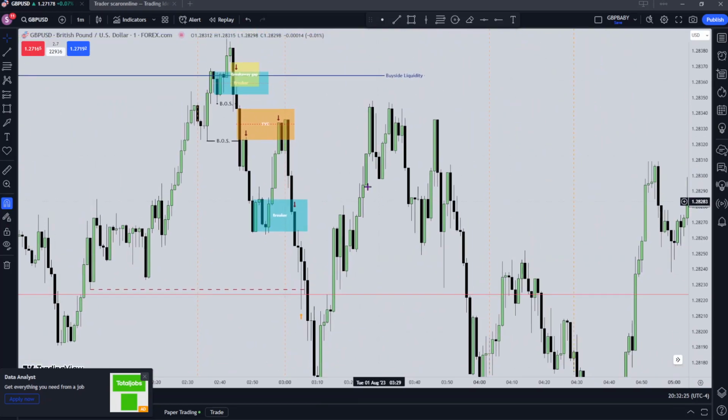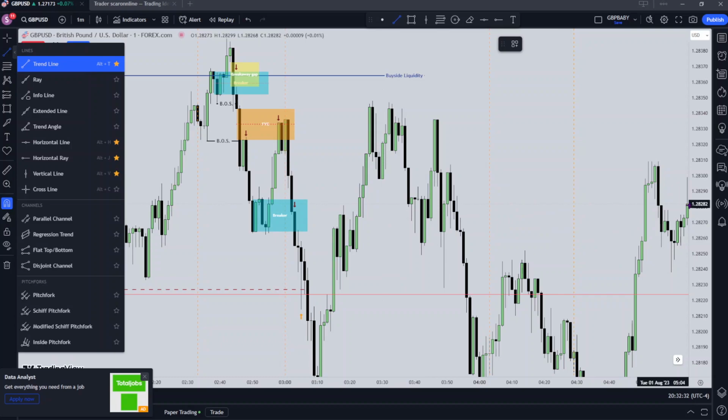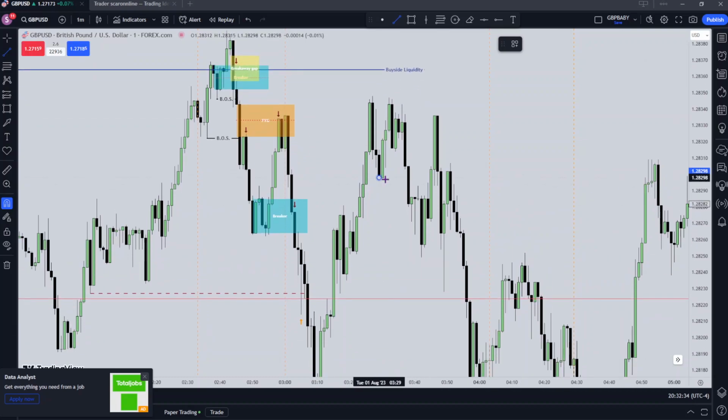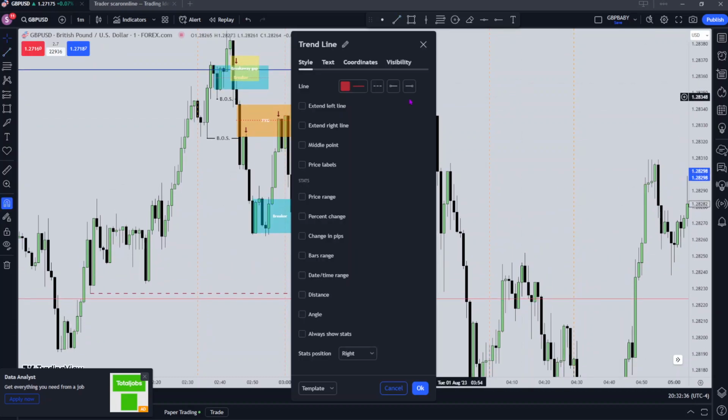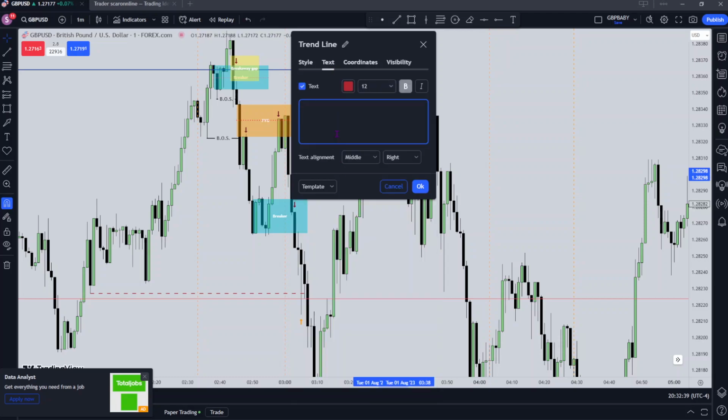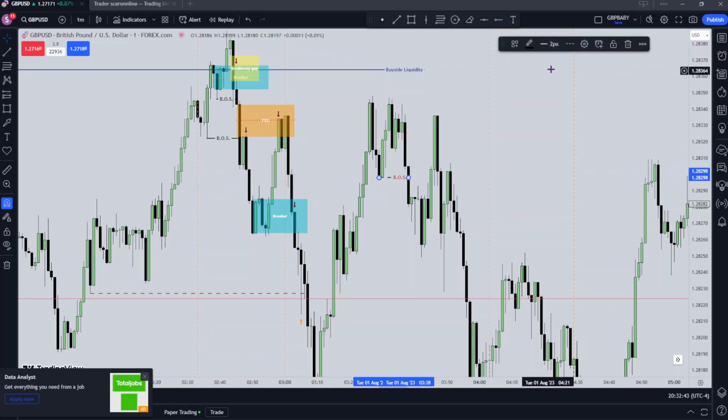We then consolidate, take out these highs. Do we have another breaking market structure? Wow, here we do. Here's another breaking market structure, so we can mark that out. BOS.